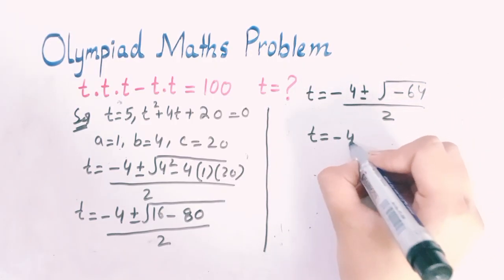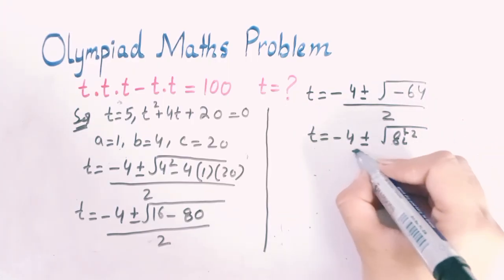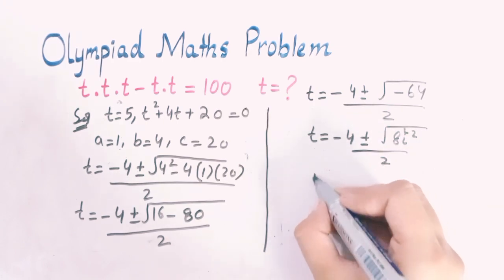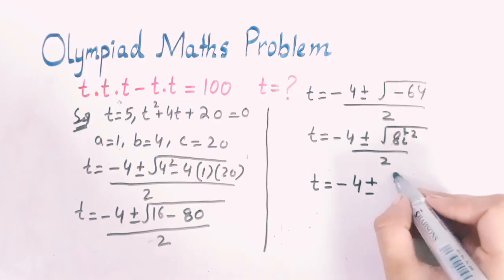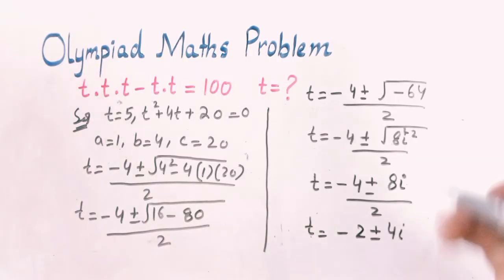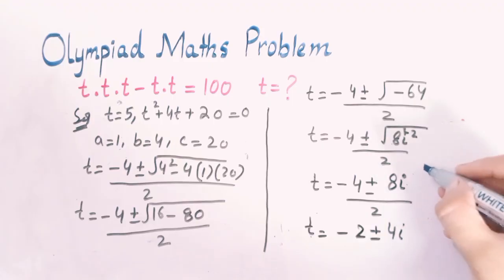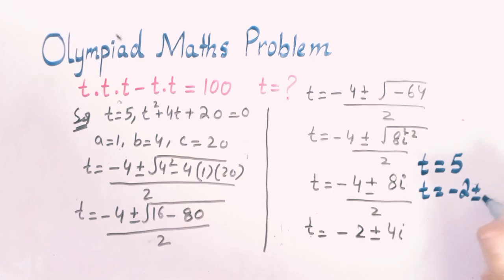t equals minus 4 plus minus 8 iota, 8 square, divided by 2. So we have t equals minus 4 plus minus 8 iota divided by 2. Then it will become t equals minus 2 plus minus 4 iota. Now we will write our final answer here. t equals 5, t equals minus 2 plus minus 4 iota. This is the final answer.